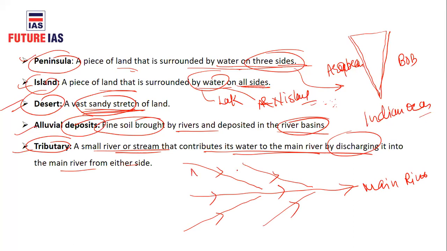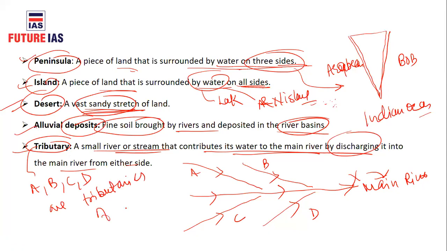So this is A, this is B, this is C, and this is D. For example, this is the X, which is the main river. So you can say that A, B, C, and D are tributaries of the main river X. Tributaries of main river X.